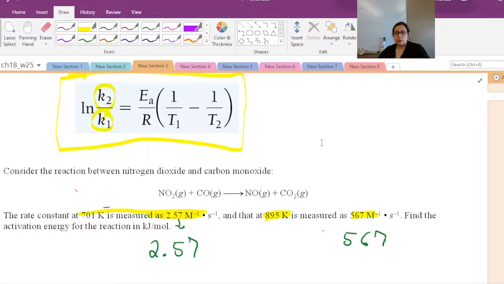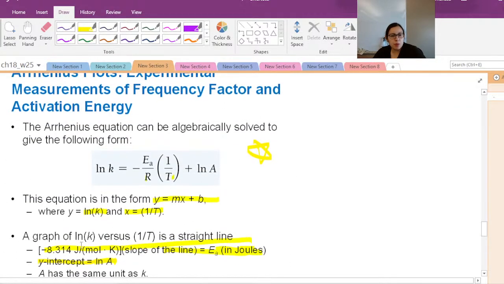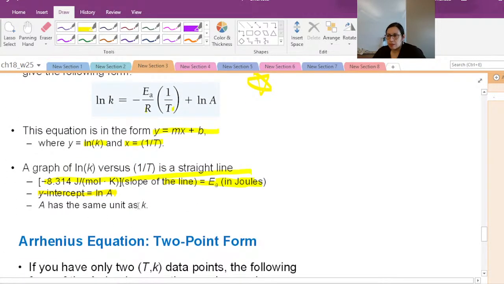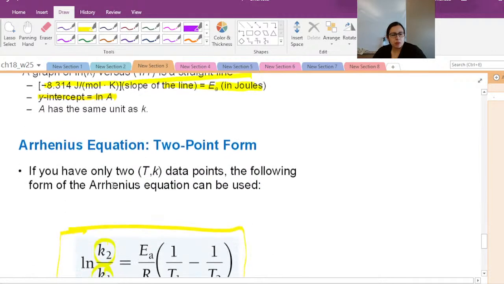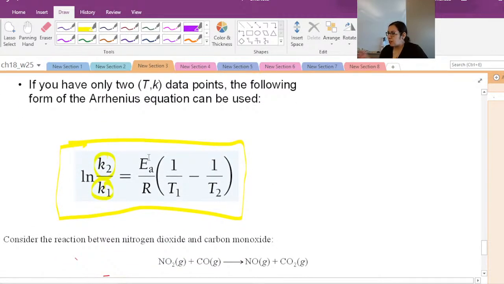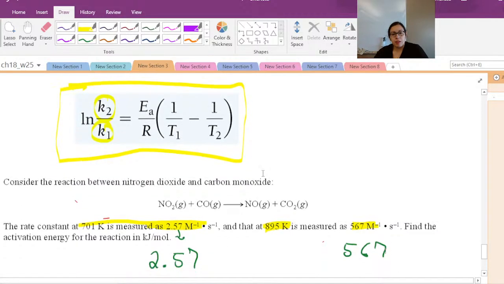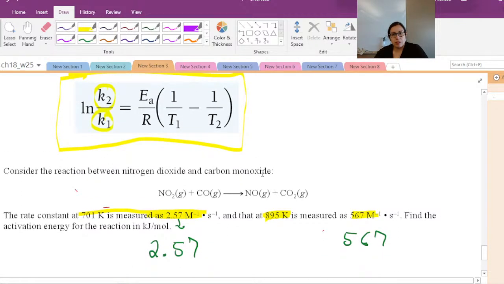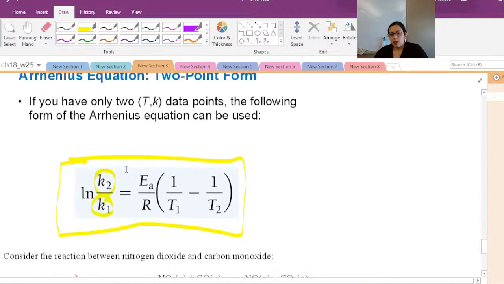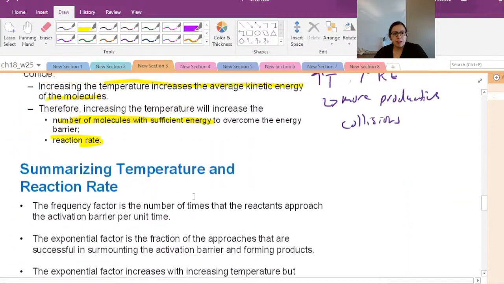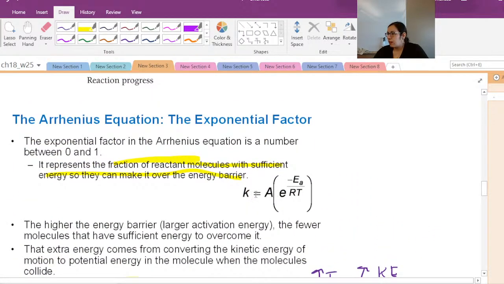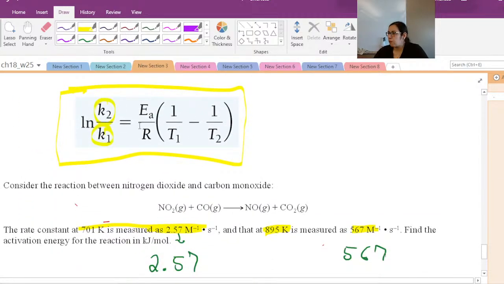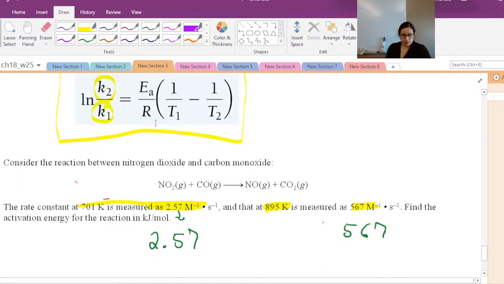The gas constant, in this case, is 8.314 joules per mole Kelvin. Oh, sorry, EA is our activation energy, I didn't hear you. But then on the A, negative EA over RT. So you want this one. Yeah, because we don't have A, right? So we can't use this form of the equation, so we have to use our 2-point form to find activation energy.